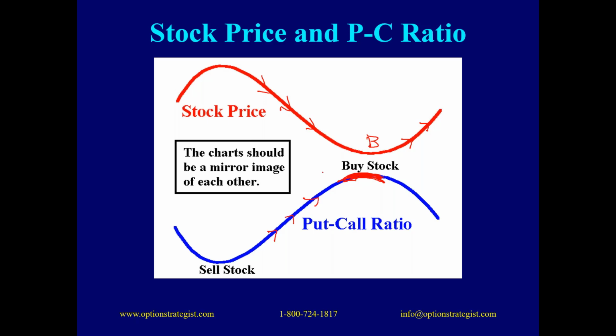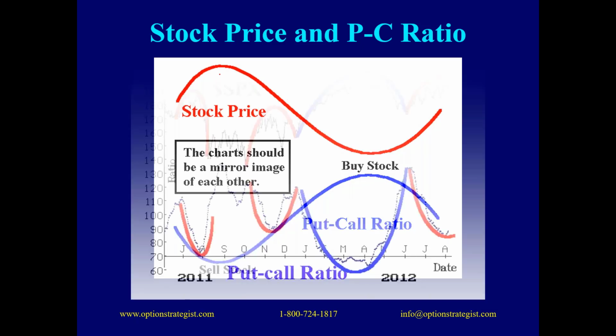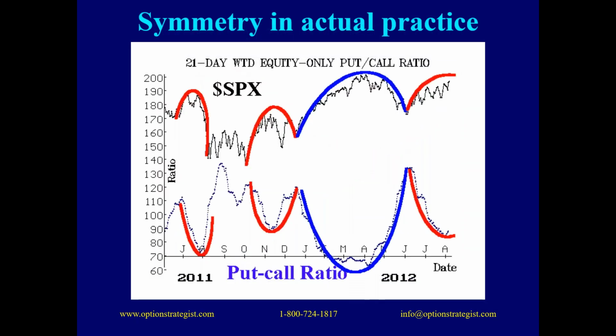And then you've got heavy call buying, forcing the ratio lower. Eventually, a local minimum in the put-call ratio chart is a sell signal for the stock. So this is not a current chart, but it demonstrates my point. On top is the S&P 500 index. On the bottom is the equity-only put-call ratio. So you can see the pretty clear inverse symmetry that exists most of the time. And that's why we use the equity-only put-call ratio as a predictor of the broad market.